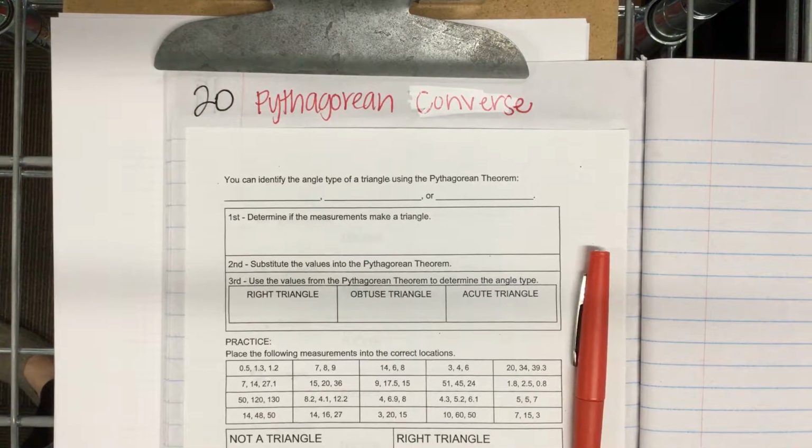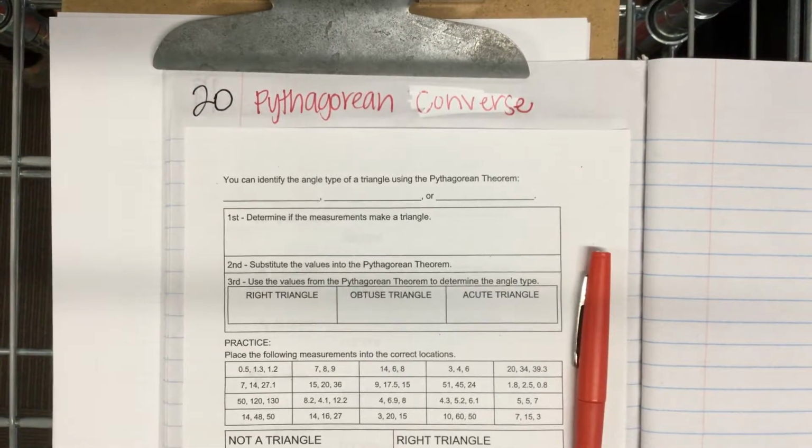The Pythagorean converse is when we substitute. We have three values every day, every problem today. You're going to have a short side, a medium side, and a long side. And you're going to substitute those three numbers into the Pythagorean theorem. And we've already done part of this because when we did it, we either said, yes, it works, or no, it doesn't. It was a yes or no. And if it worked, that meant it was a right triangle. And if it didn't work, that meant it wasn't a right triangle.